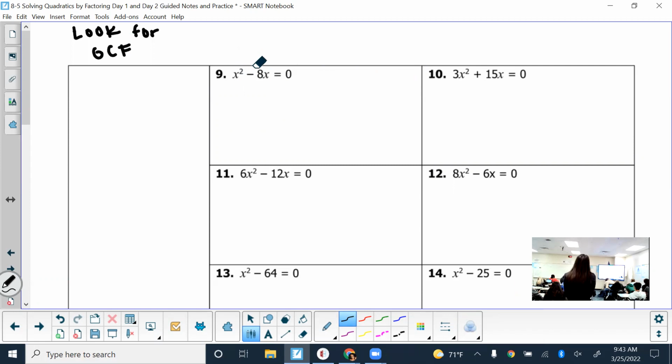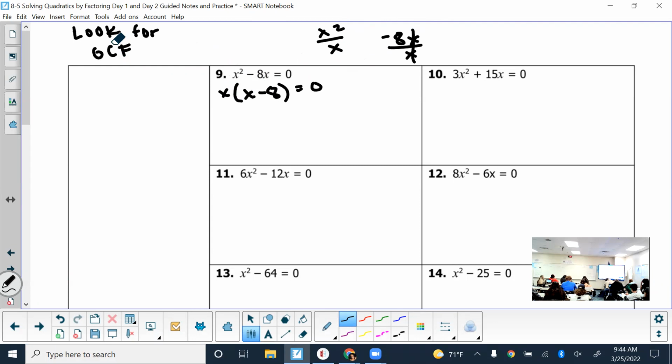So like in number 9, is there a GCF on this side? Well, not between 1 and 8, but do they both have x's? Yeah. So then factor out an x, and always factor out the one with the smaller exponent. So x will be our GCF. When you're factoring out your GCF, the GCF goes outside parentheses, inside is what you get from dividing inside by the GCF. What's x squared divided by x? What's negative 8x divided by x? Negative 8 is correct.